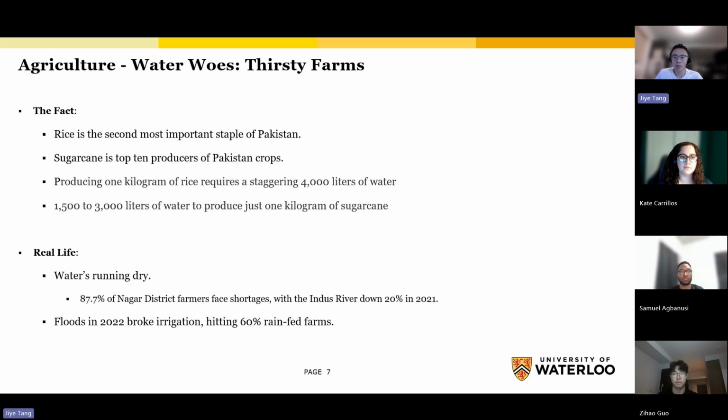Sugarcane is known for its extreme water requirement, where it needs around 1,500 to 2,500 millimeters of water over the growing period. This also causes real-life impact, including widespread shortage affecting farmers in regions like Nagar district, reduced flows in major rivers such as the Indus, and the damaging effects of the 2022 floods on irrigation systems and the rain-fed areas. Next, my teammate Kate will guide you through the climate change impact in Pakistan on urban resilience.